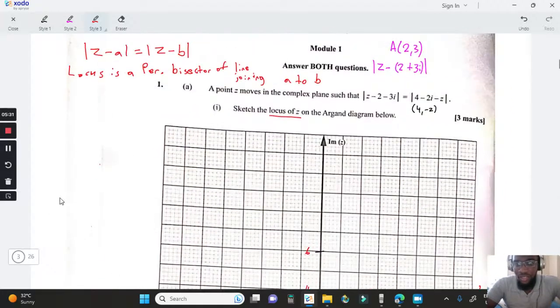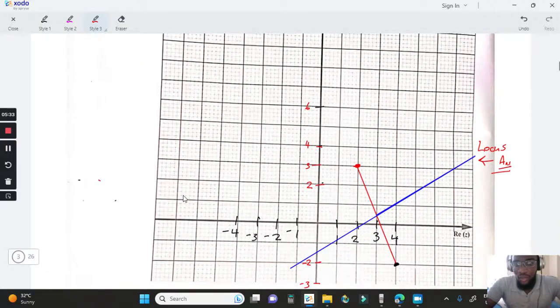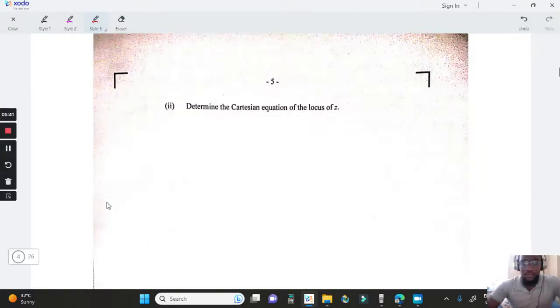How many marks for that? 3 marks. Of course, 1 mark for each of your points and then 1 mark for your locus there. It's easy. Now it says determine the Cartesian equation of the locus.